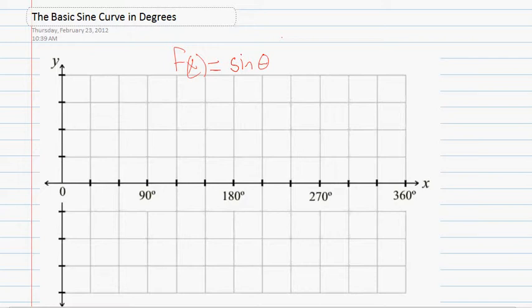So what I'm going to do first is mark this as 1 and this as -1. And we know a sine curve has a range between 1 and -1. And what I'd like to do really is keep this very basic.